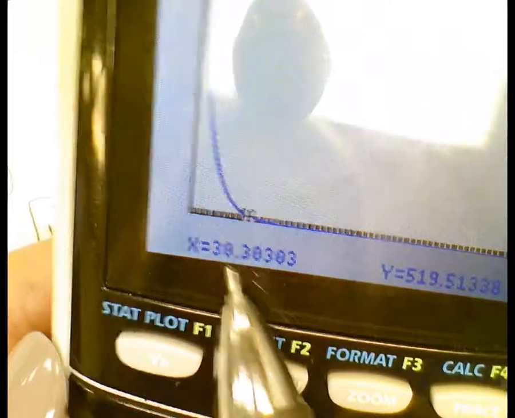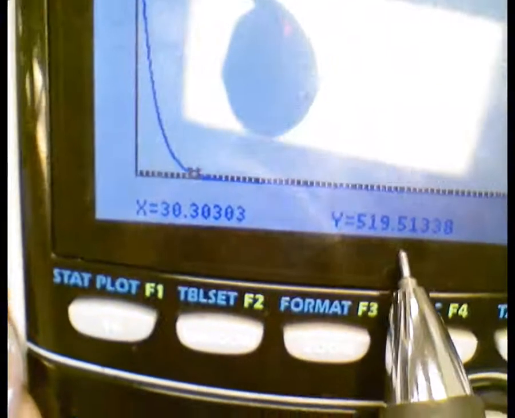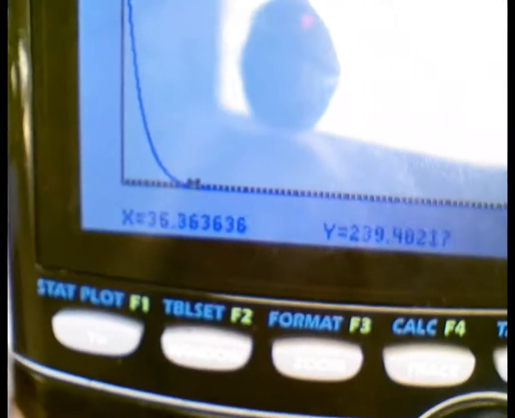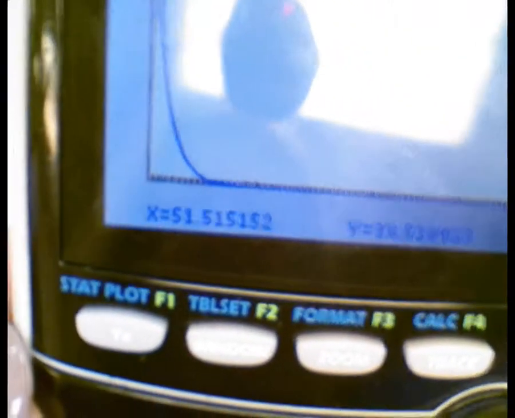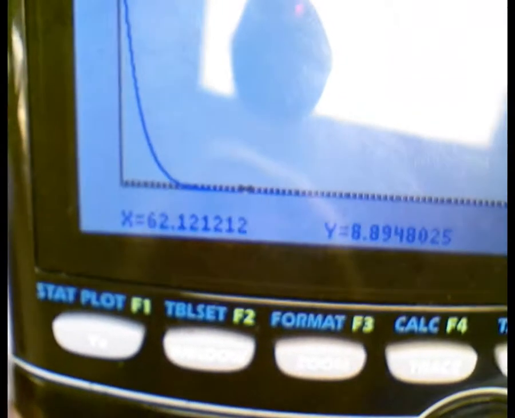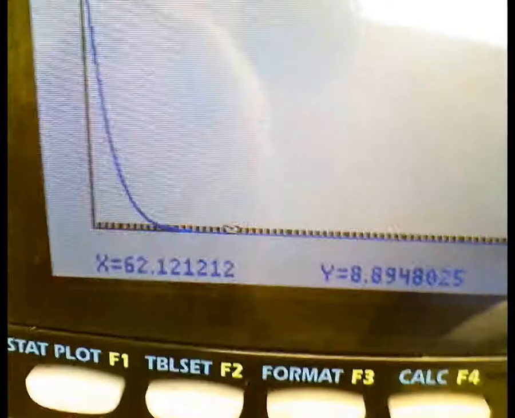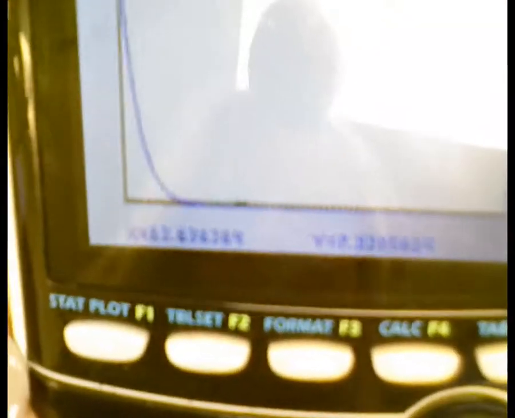After 30 years, you're at 519. Can you see the table? Can you see the ordered pair at the bottom? After 62 years, you're still at what is that number? $8. You're still at $8 after 62 years.